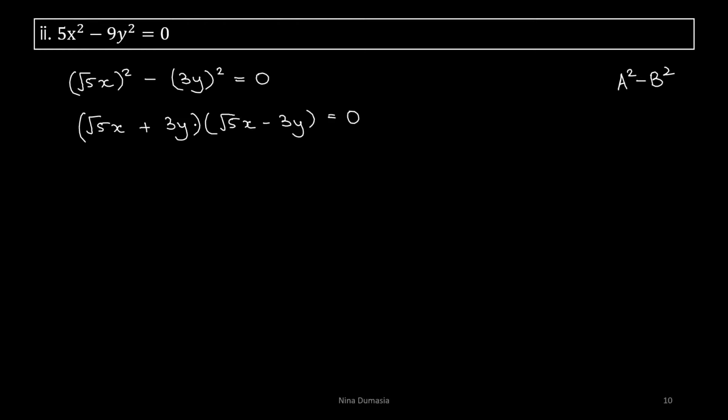Okay, so therefore we have these two equations and they are the separate equations here. So root 5x plus 3y is equal to 0 and root 5x minus 3y is equal to 0 are the separate equations.